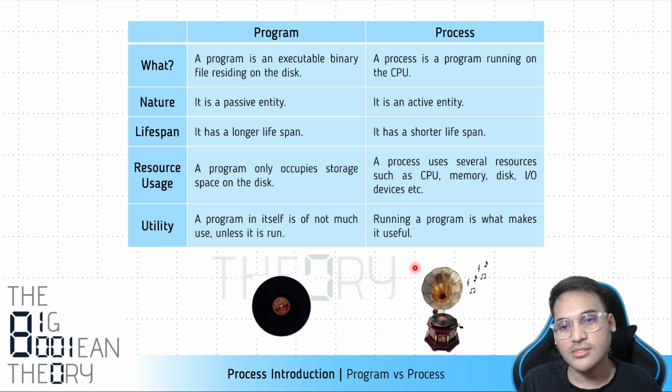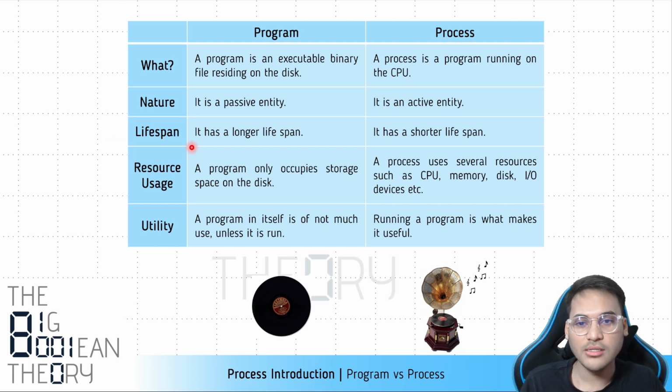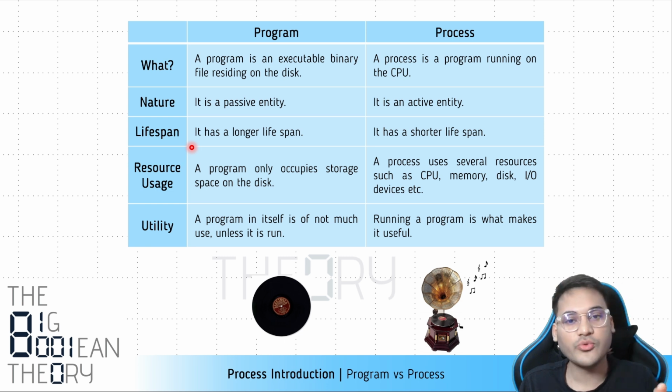So let's look at some other differences also. The next difference that I want to talk about is the lifespan of a program versus that of a process. As you can see, the program has a much longer lifespan as compared to that of a process. The reason is that the program resides on the disk, and when you want to launch it, it has to be loaded into the memory. That is when it becomes a process.